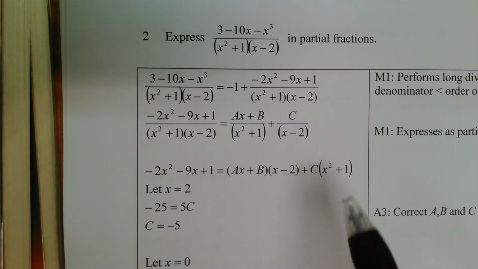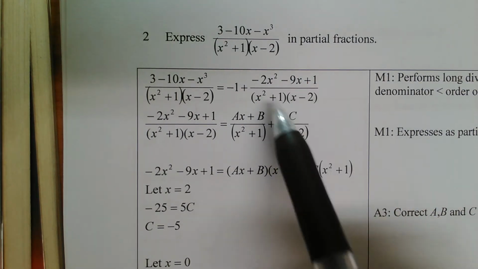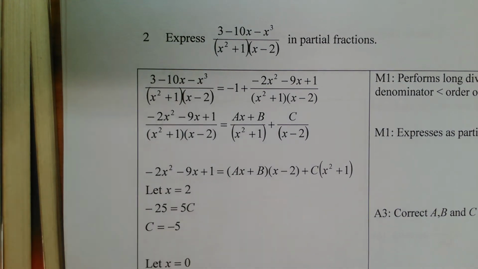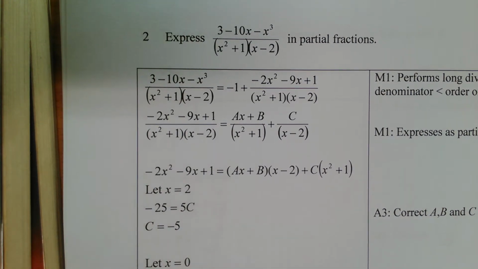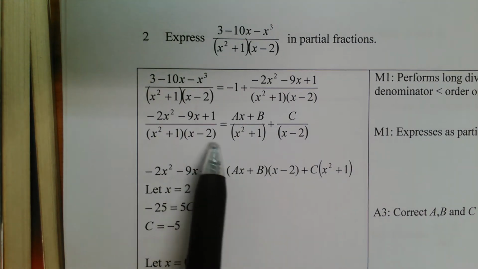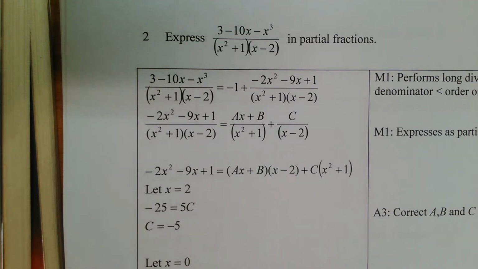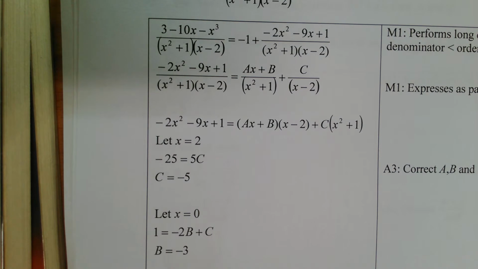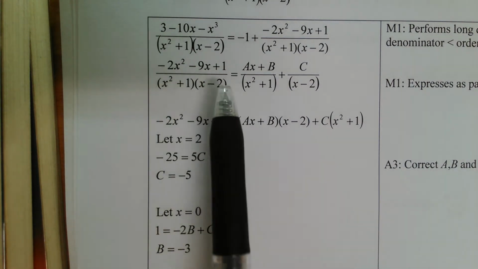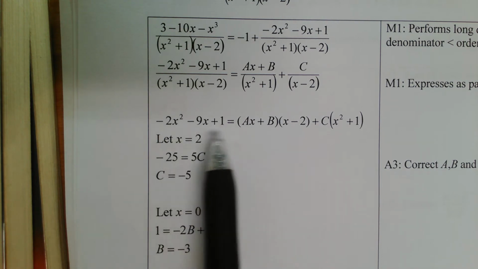In this case, we will now attempt to express this term in terms of partial fractions. If you notice, x squared plus 1 is an unfactorizable factor. So what we do is we have ax plus b over x squared plus 1, and here x minus 2, we have c over x minus 2. Then we will multiply both sides by the denominator, which is x squared plus 1 times x minus 2. We obtain this term here.